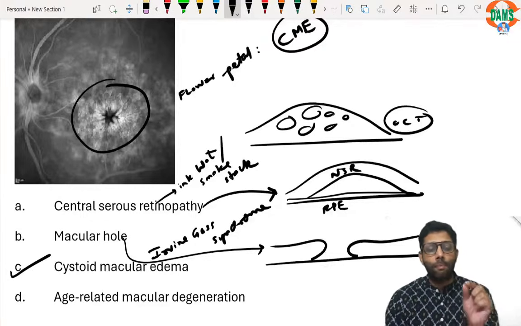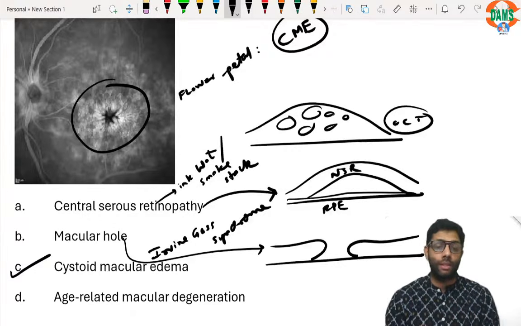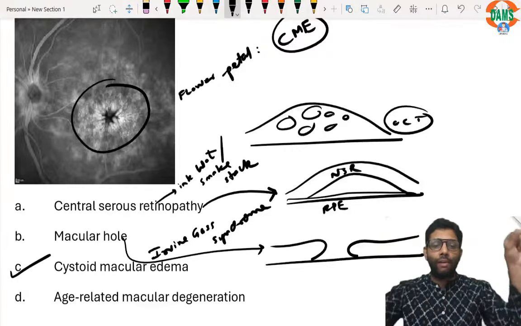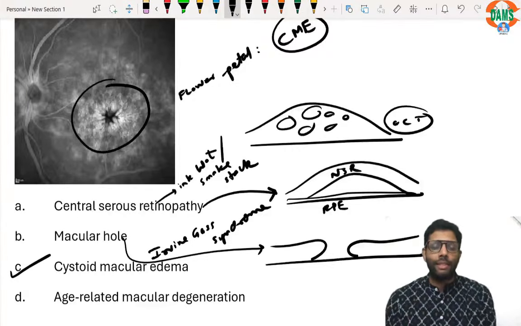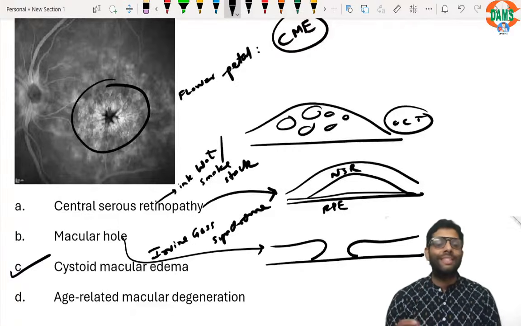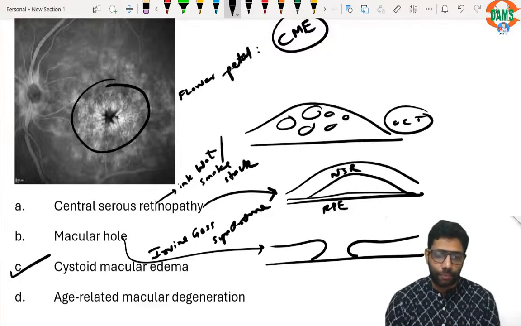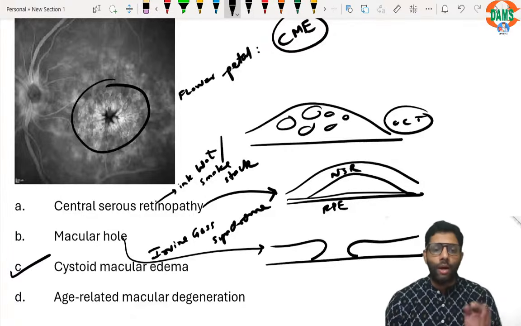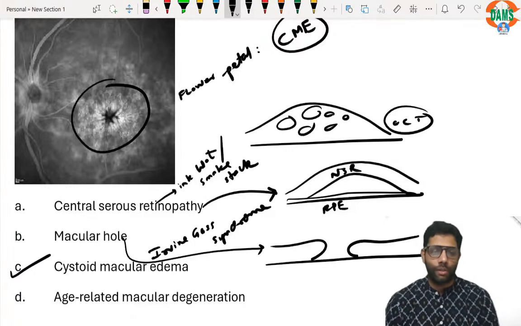If the answer is only PDR, the proliferative stage of diabetic retinopathy due to new vessels, then the answer is pan-retinal photocoagulation. Secondary is anti-VEGF injection. But if the question is PDR with CME, then the primary answer is anti-VEGF injections. So if the CME word comes in a diabetic patient or retinal venous occlusion, CRVO, BRVO, the answer is anti-VEGF injections.